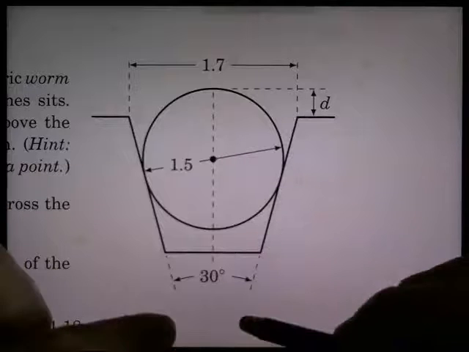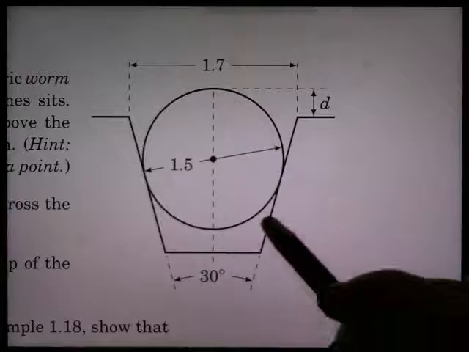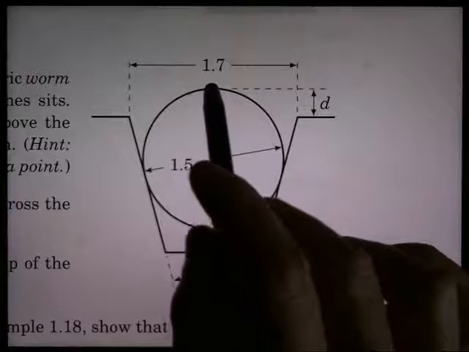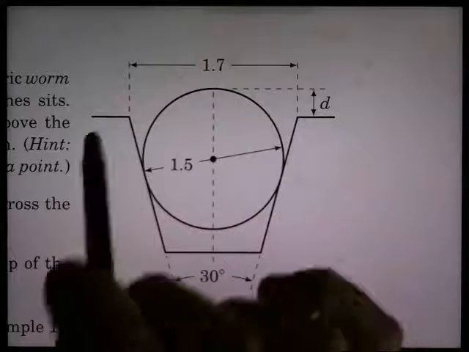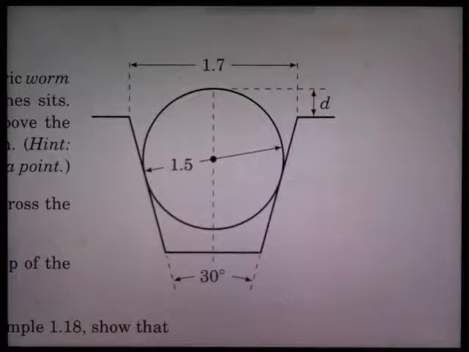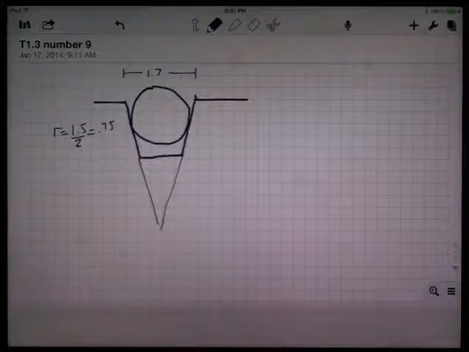If you extend these sides down, they'll make a 30-degree angle at the bottom. And what we're looking for is the distance that the circle sticks above this edge here. And we assume this edge and that edge are at the same elevation. Okay, so how are we going to do that? Here we go.